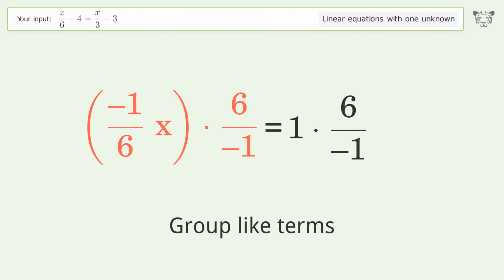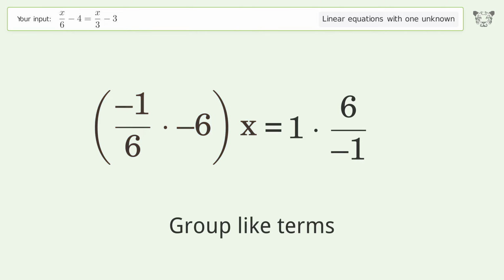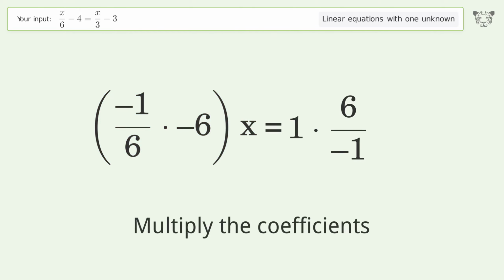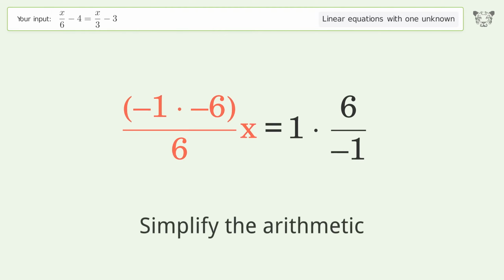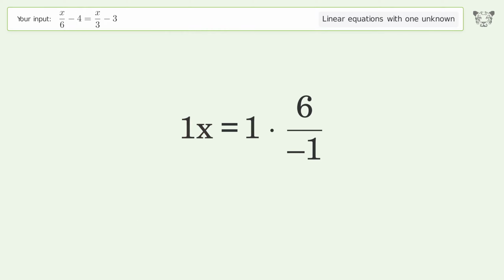Group like terms. Multiply the coefficients. Simplify the arithmetic. And so the final result is x equals -6.